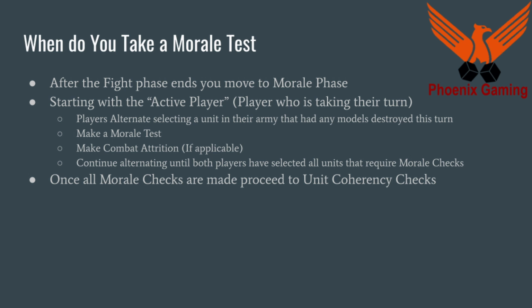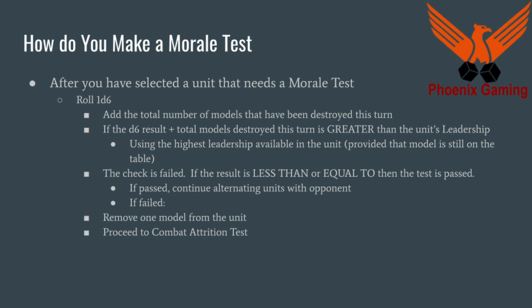So how do you make a morale test? After you have selected a unit that needs a morale test, remember that's any unit that had models destroyed throughout that turn, not battle round, you roll 1d6, you add the total number of models that have been destroyed this turn, and if the d6 plus the modifier is greater than the unit's leadership, the morale test is failed.